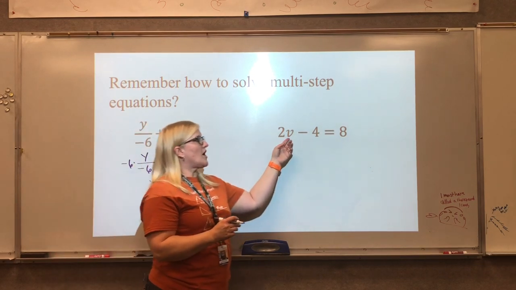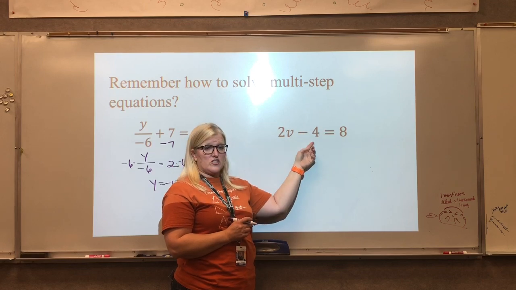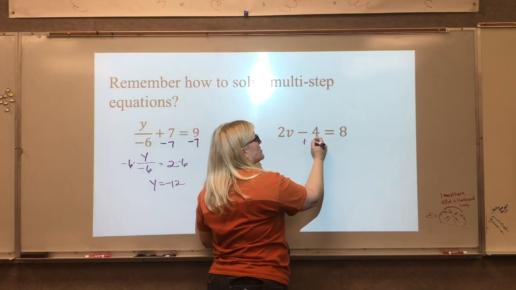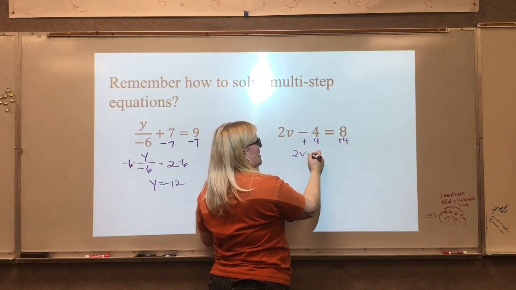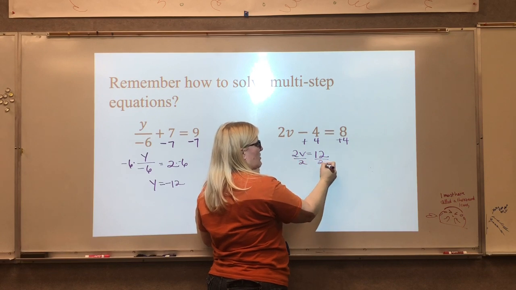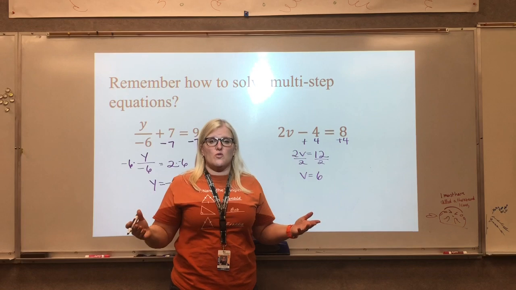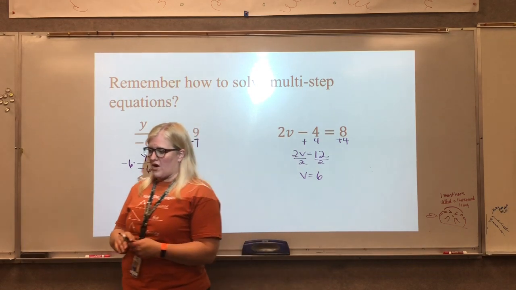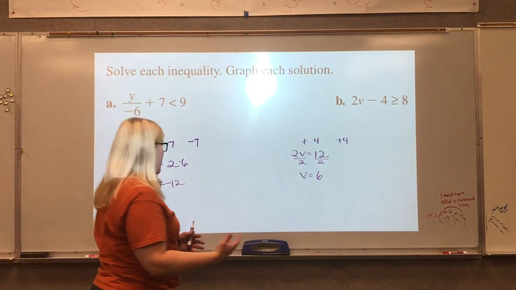Okay, over here I'm trying to get v by itself, so I'm going to get rid of this term first. So I'm going to add 4 to both sides, and I get 2v equals 12. And then I divide by 2, and I get v equals 6. Okay, so that's just a review of what we were doing before. But now let's expand that to what it would look like with inequalities.